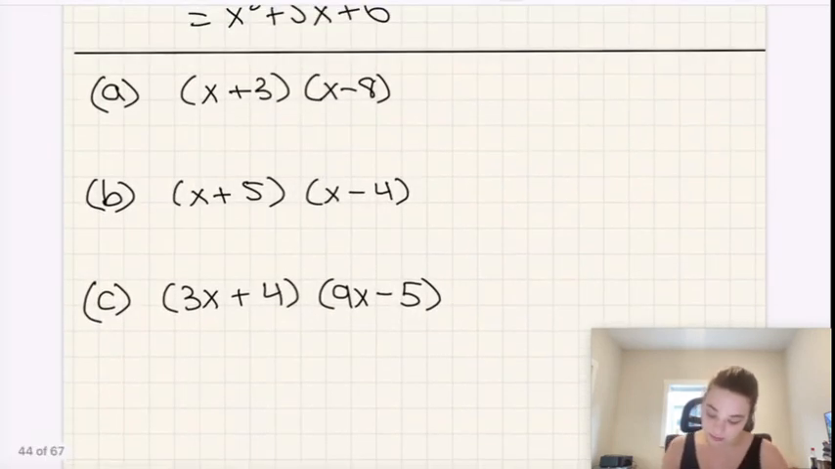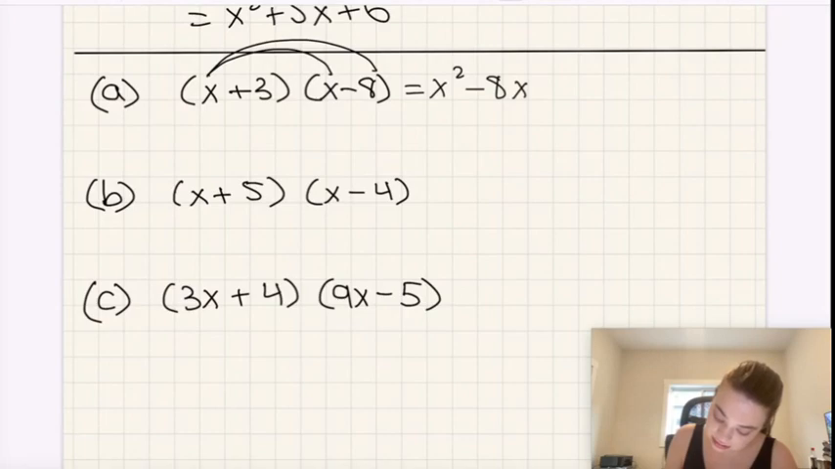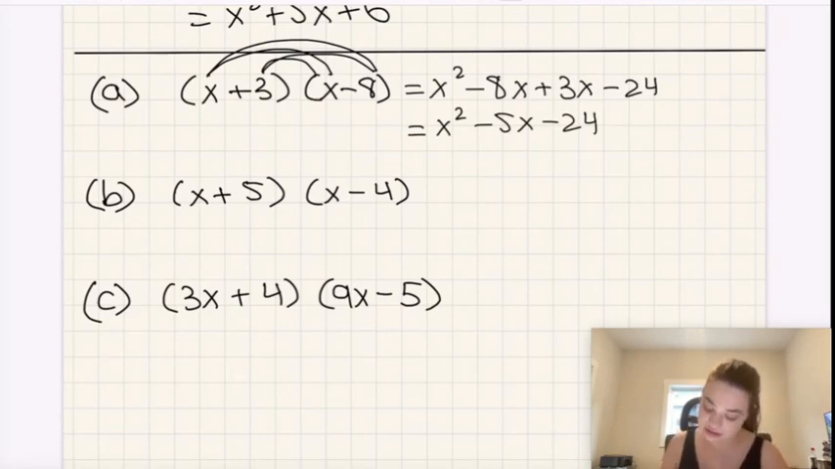All right, so this first one, we're going to start with first. So x times x is going to give you x squared. Then outer is going to be x times negative 8, which is negative 8x. Then inner is 3 times x, so plus 3x. And then last is going to be 3 times negative 8, which is negative 24. Then we're going to combine the two middle terms, the outer and the inner in this case, because they are both in terms of x. Negative 8x plus 3x is negative 5x. So the answer is x squared minus 5x minus 24.